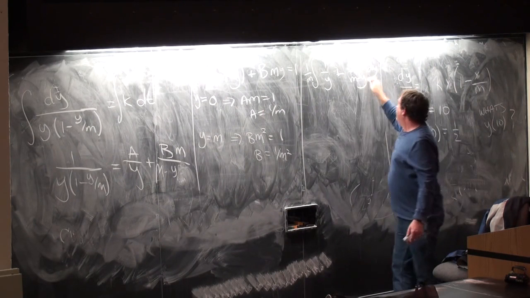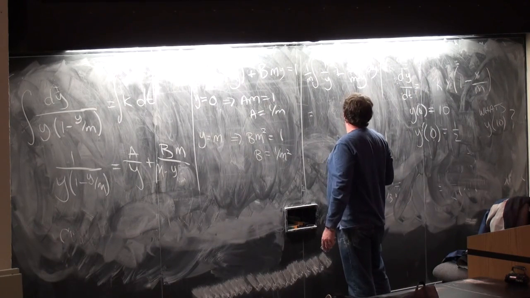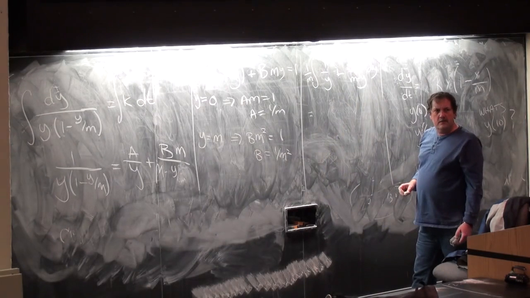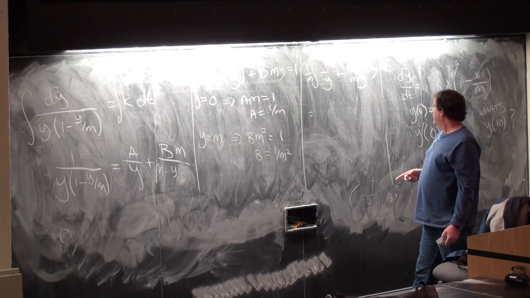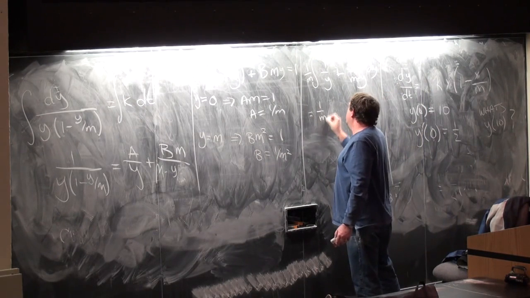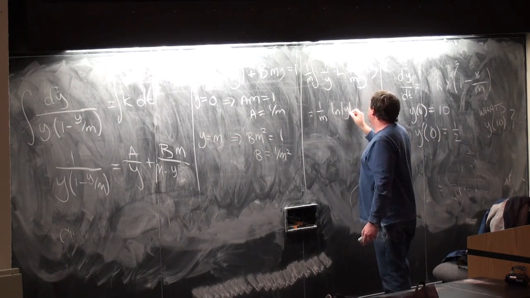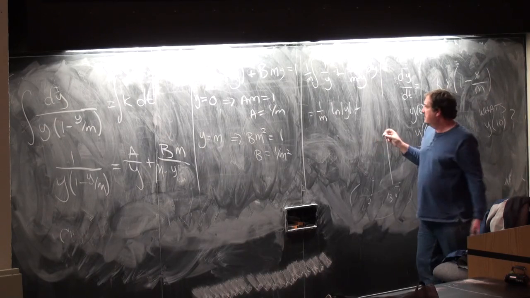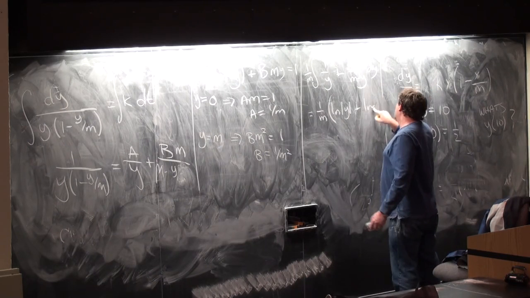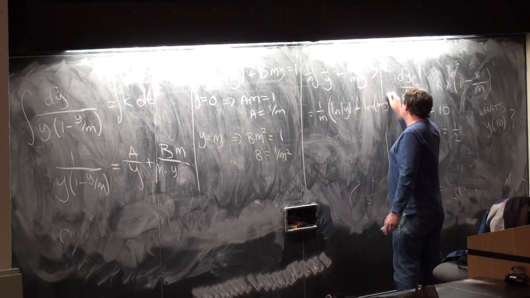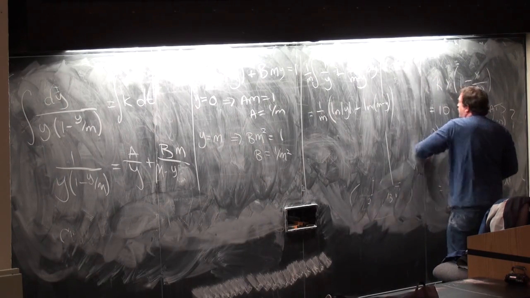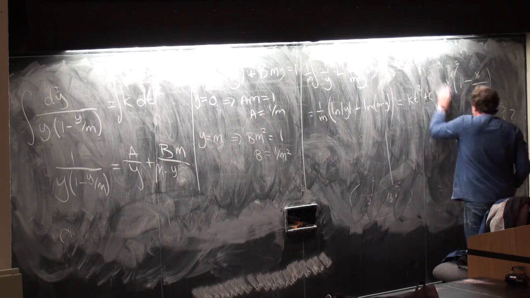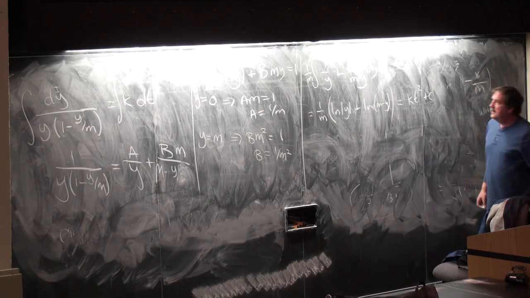Why? Something's wrong with this. No, it cancels. But I think I have a negative sign missing somewhere. Oh, no, it's okay. So this is 1 over m times the log of y. So do you see where the m went? Or no? Plus log of m minus y. And that equals k t, plus some other term.